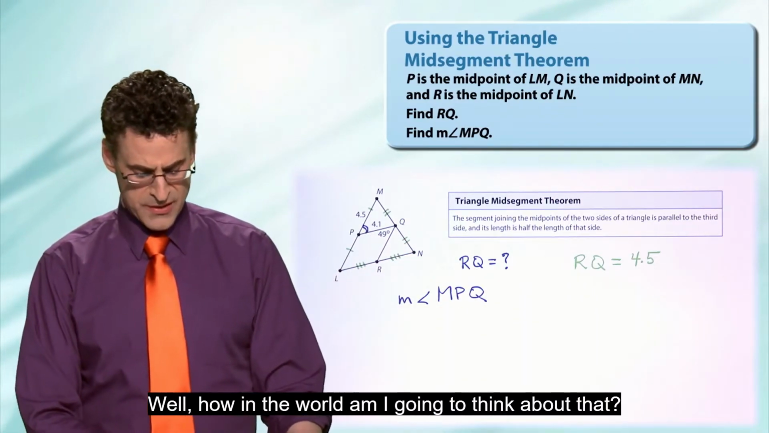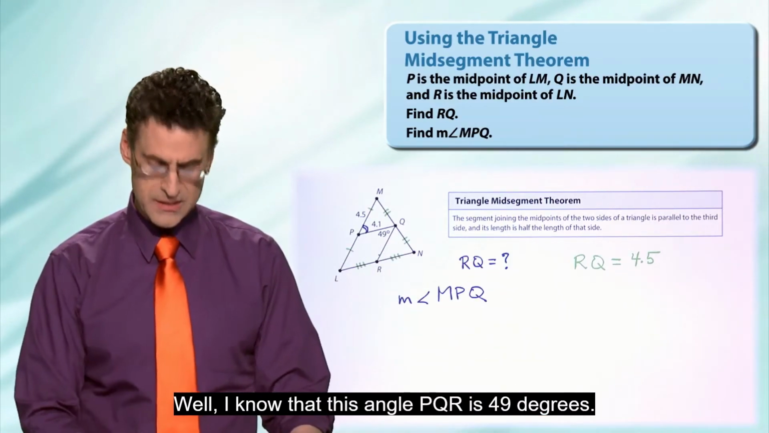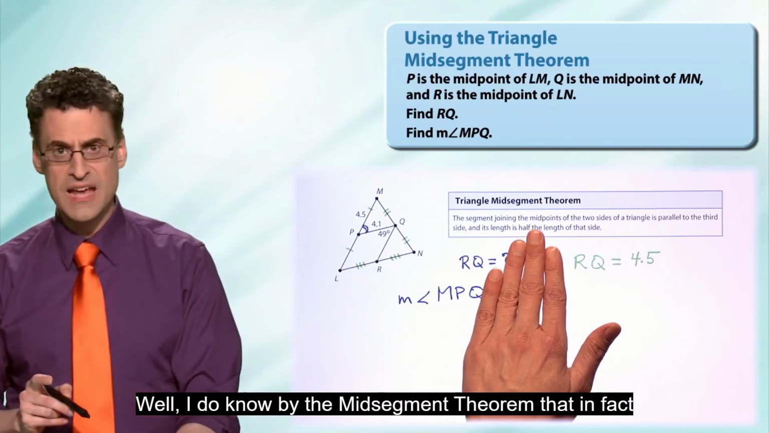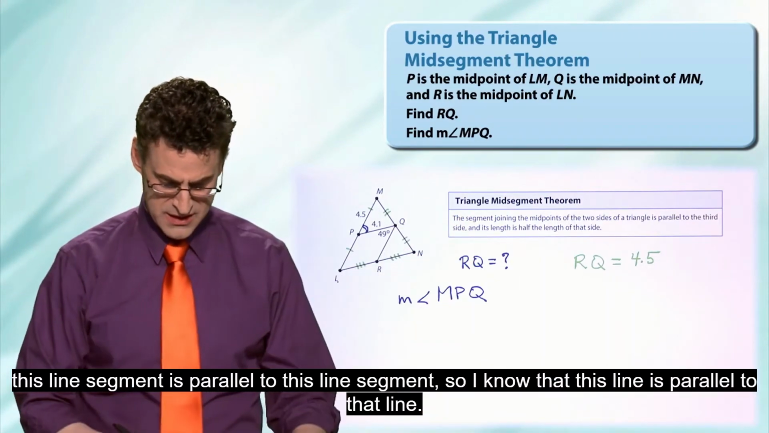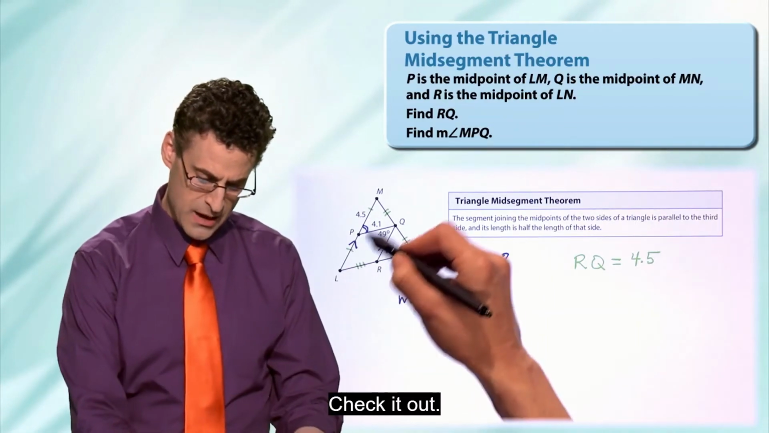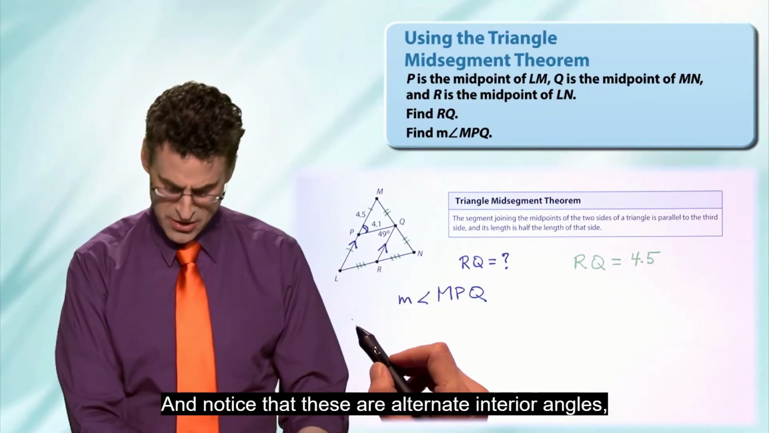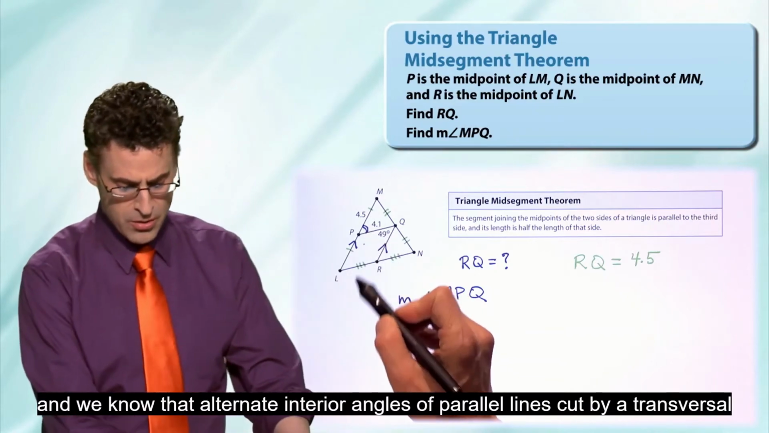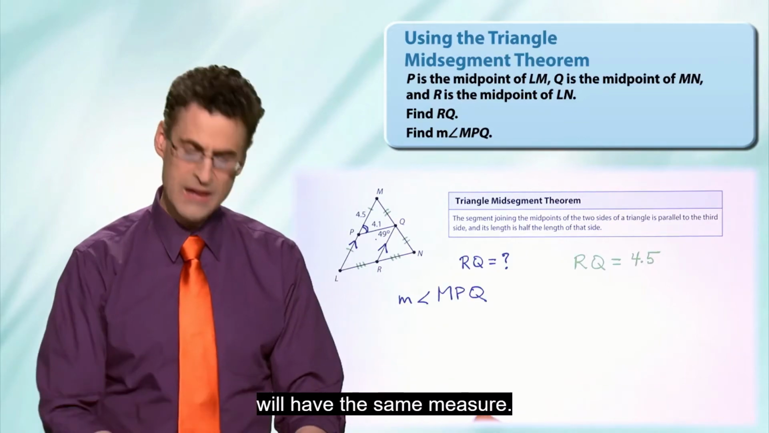Well, how in the world am I going to think about that? Well, I know that this angle, PQR, is 49 degrees. Now, what can I do with that fact? Well, I do know by the mid-segment theorem that, in fact, this line segment is parallel to this line segment. So I know that this line is parallel to that line. Check it out. I've got parallel lines. This PQ is acting like a transversal. And notice that these are alternate interior angles. And we know that alternate interior angles of parallel lines cut by a transversal will have the same measure.